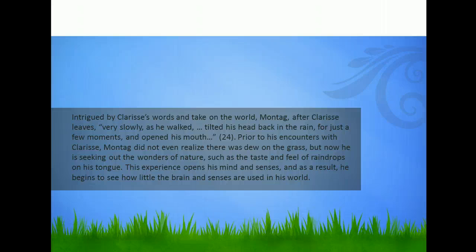"Intrigued by Clarice's words and take on the world, Montag, after Clarice leaves, very slowly as he walked, tilted his head back in the rain for just a few moments and opened his mouth. Prior to his encounters with Clarice, Montag did not even realize there was dew on the grass, but now he is seeking out wonders of nature, such as the taste and feel of raindrops on his tongue. This experience opens his mind and senses, and as a result, he begins to see how little the brain and senses are used in his world."